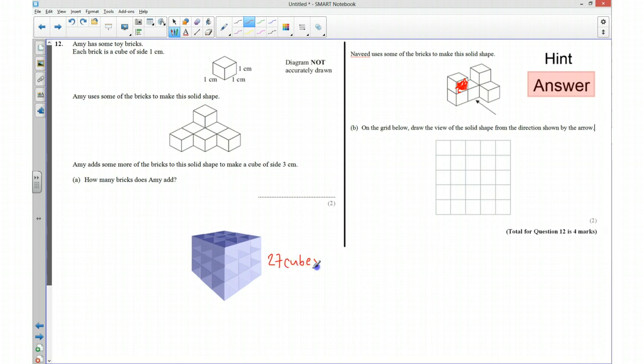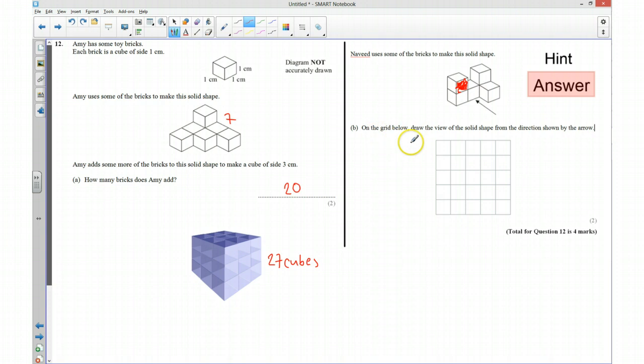Okay, so that's how many cubes I'm going to need, and over here, well, we've got 1, 2, 3, 4, 5, 6, and then 1 underneath that one, which is going to be 7. So over here I've got 7 cubes. So in order to make this here, I'm going to need to add another 20 onto this to make it 27. So my answer here is going to be 20.